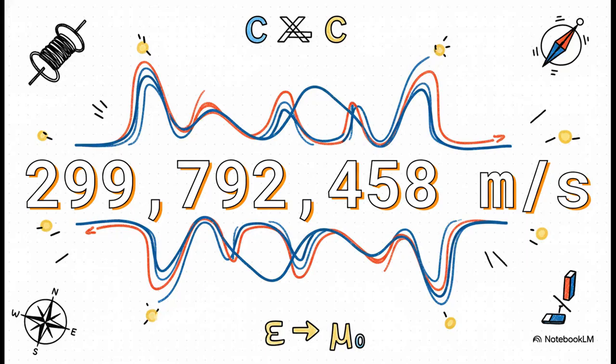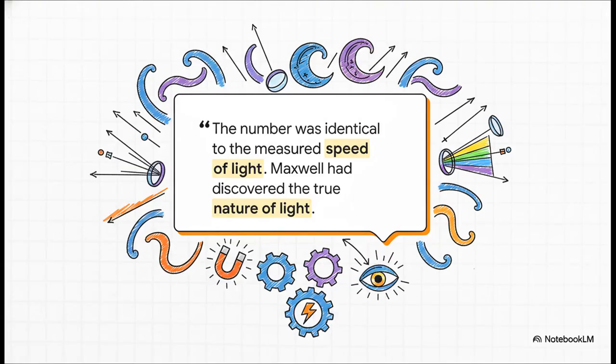So he asked himself, okay, if this wave is real, how fast does it go? He took the fundamental constants from his equations, numbers that came from simple lab experiments with electricity and magnetism, and he calculated the speed of this wave. The number that popped out was 299,792,458 meters per second. And that number was identical to the measured speed of light.